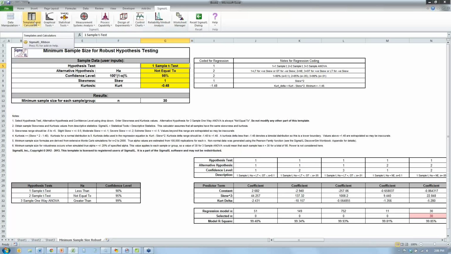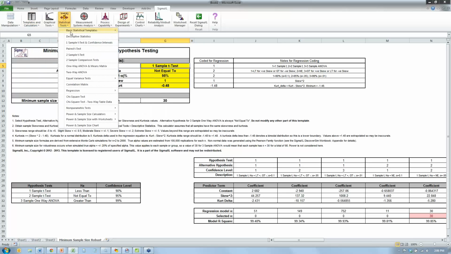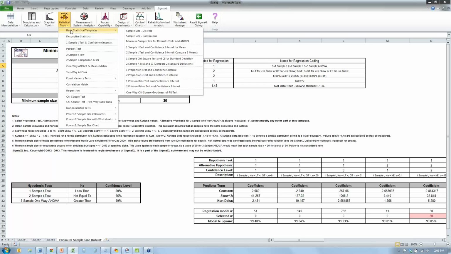The templates are located under Templates and Calculators, Basic Statistical Templates, or under Statistical Tools, Basic Statistical Templates. All the new templates are here under Basic Statistical Templates. I'm not going to touch upon the templates that haven't changed. I'm only going to talk about the new templates or the ones that have been modified.